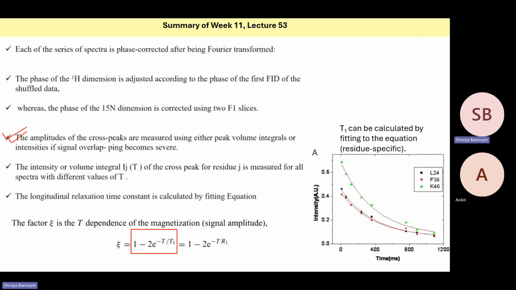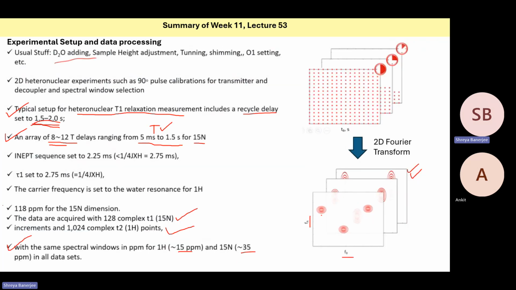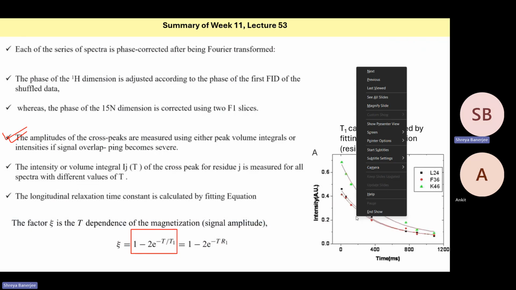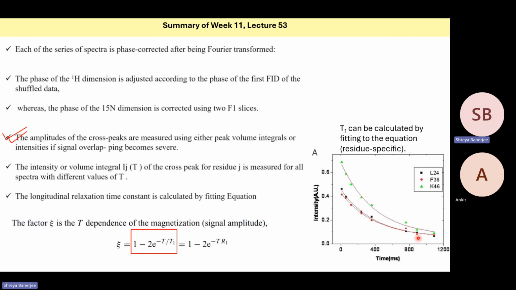The amplitude of the cross peak is measured using either the peak volume integral or intensities. So for each spectrum, suppose you're calculating the amplitude of this peak. You choose one particular peak and you calculate how the amplitude is changing with the different T, so suppose T, T dash, T double dash. At different values of T, you will get different amplitudes of the signal, and then that can be plotted in a graph.